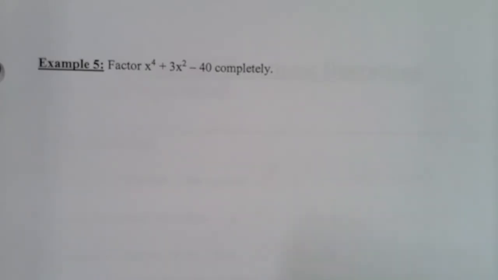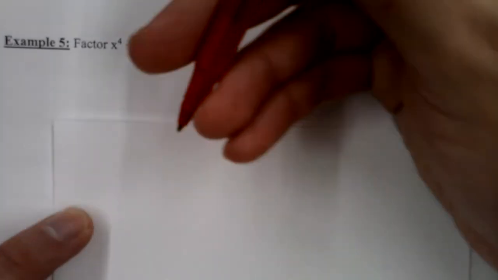Okay, example 5. Kind of like example 4. You're going to do 1 times negative 40. That's negative 40. So you need two numbers.